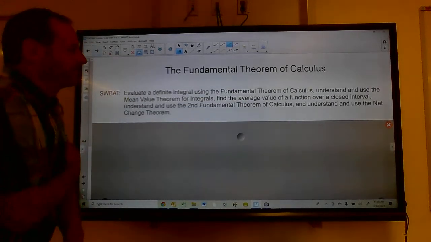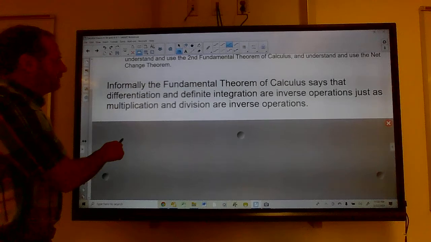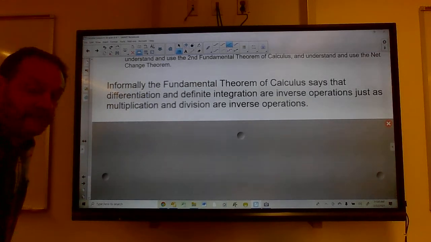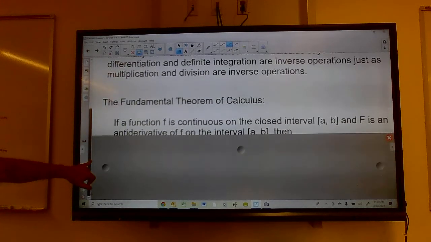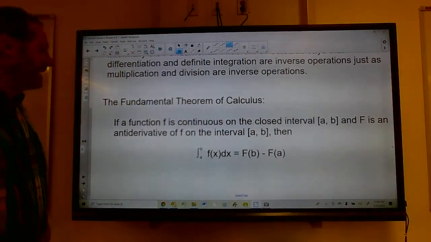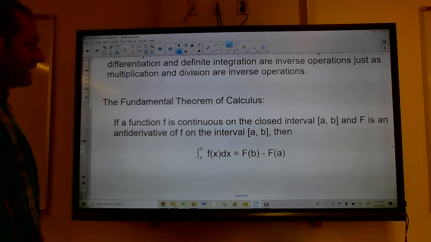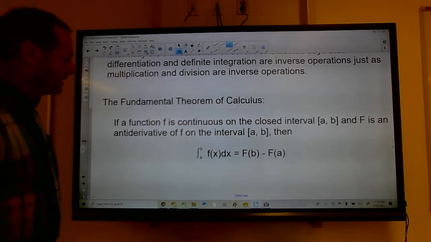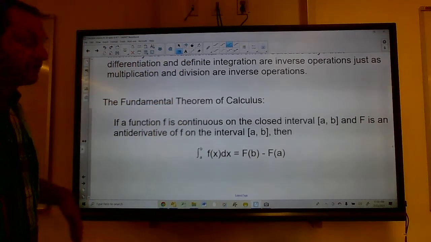So we're going to talk about the fundamental theorem of calculus now. Informally, the fundamental theorem of calculus says that differentiation and definite integration are inverse operations, just like multiplication and division are inverse operations. So the fundamental theorem of calculus: if a function f is continuous on the closed interval a, b, and capital F is the antiderivative of little f on the interval a, b, then the integral from a to b of f of x dx is capital F of b minus capital F of a, which is what we were just doing.